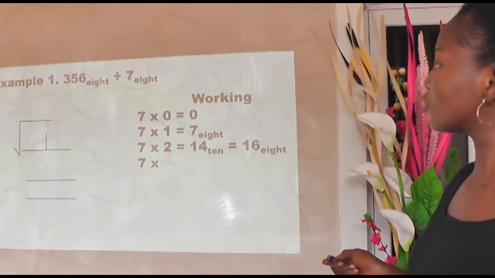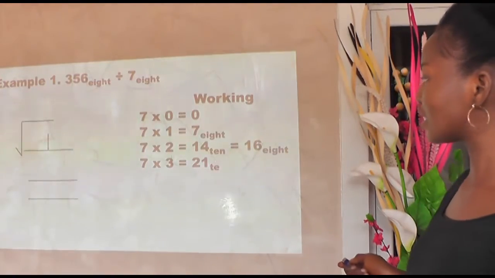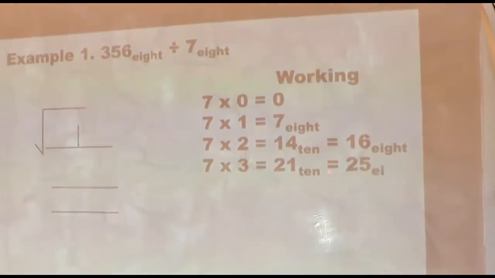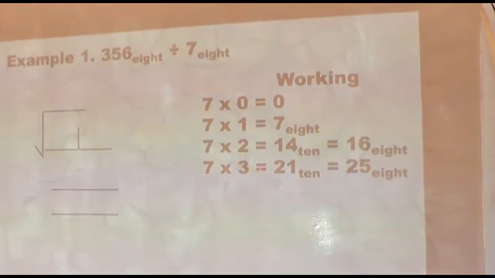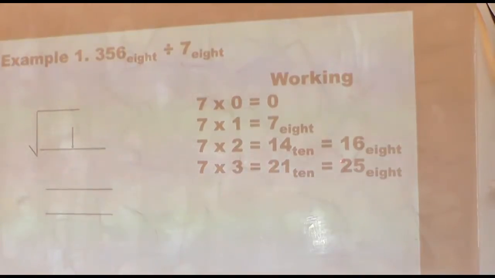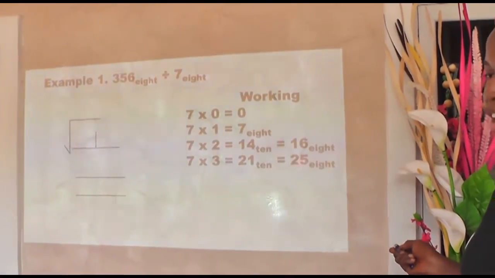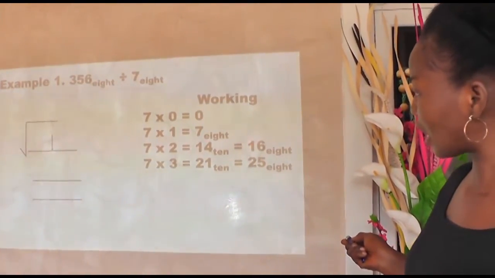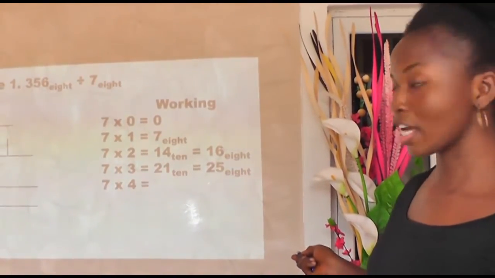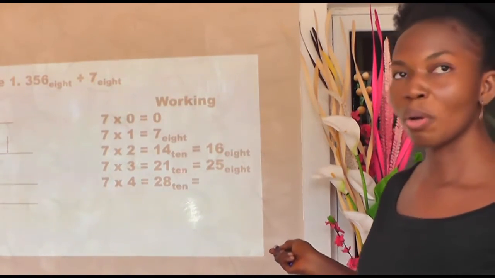Now we have 7 times 3 will give us 21 in base 10. Now we are working in base 8, so we have to convert it to base 8. From this 21, we'll ask ourselves, how many groups of 8 can we find in 21? Well, you agree with me that we can find 2 groups of 8 in 21. Then we'll have a remainder of 5. So we write 5, the remainder, then the 2 we carried. That will give us 21 in base 8. So 7 times 3 is not 21, it is 25 base 8.